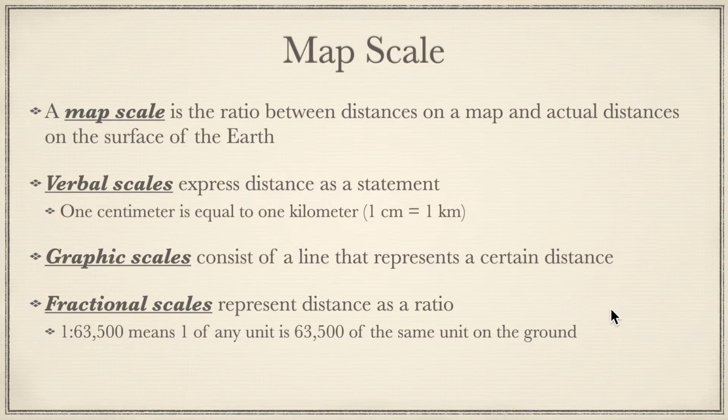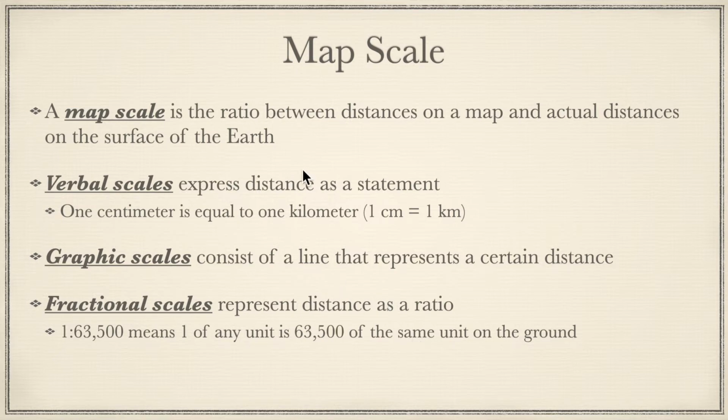Fractional scales represent distance as a ratio. So a 1 to 63,500 ratio means that 1 of any unit on the map is 63,500 of the same unit on the ground. So 1 inch on the map is 63,500 inches on the ground. 1 centimeter on the map, same thing. 1 paperclip on the map is 63,500 paperclips on the ground. So that's a fractional scale.